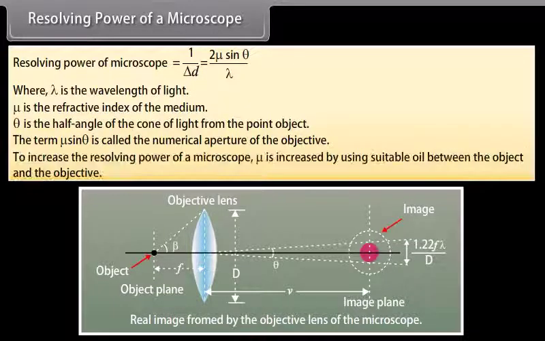To increase the resolving power of a microscope, mu is increased by using suitable oil between the object and the objective.